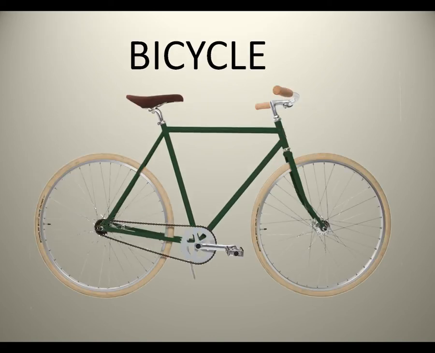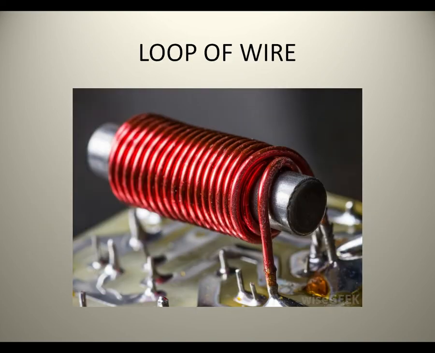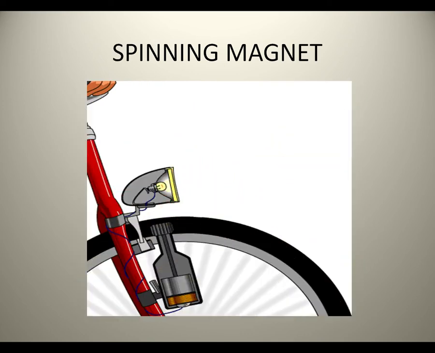This is a bicycle, you all know it. Then comes the loop of wire. You need a wire that is looped, and a spinning magnet. This is a spinning magnet over here. This is called the dynamo. This bottle shaped thing is called a dynamo, and this top thing is called the spinning magnet, or you can say here is the magnet that spins.